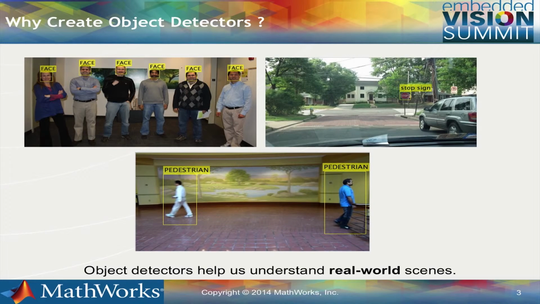So let's step back and motivate why would you create object detectors? Well, to put it simply, they help us understand real-world scenes. We can feed in an image and they detect the presence of stuff that's interesting to us and they tell us where it is. So we can find faces to help autofocus on our cell phones, and they make our cars safer by detecting pedestrians and stop signs. So object detection really is one of the most important things in embedded vision because it helps us find things that are interesting and important to us.